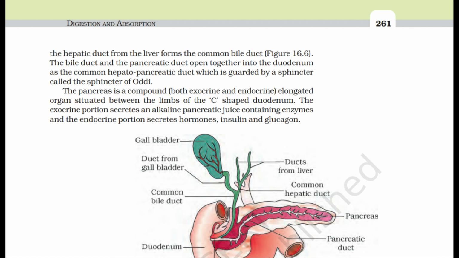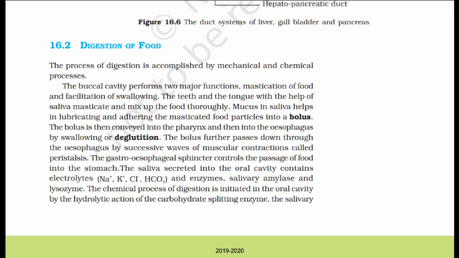The pancreas is a compound, both exocrine and endocrine, elongated organ situated between the limbs of the C-shaped duodenum. The exocrine portion secretes an alkaline pancreatic juice containing enzymes, and the endocrine portion secretes hormones, insulin and glucagon.